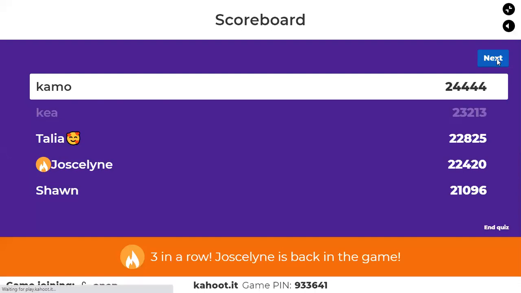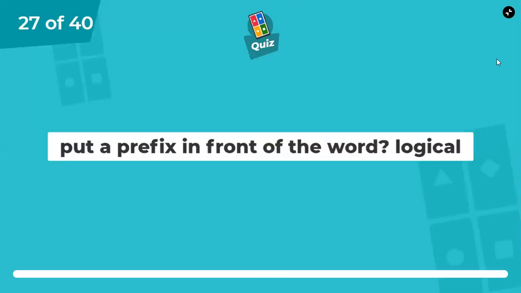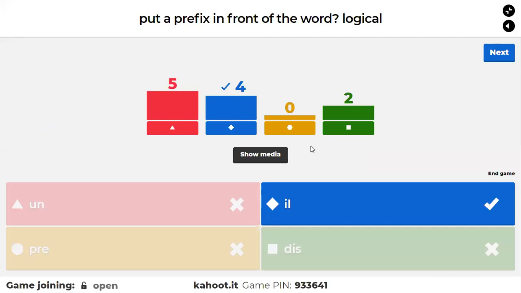Okay, next one. Put a prefix in front of the word logical. Red is un, blue is il, green is pre, and yellow is dis. It's illogical. Okay, that one was a trick question. It's illogical.